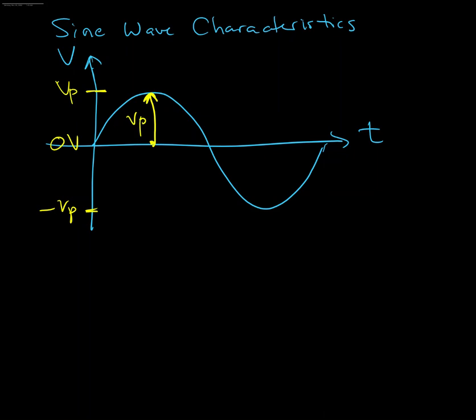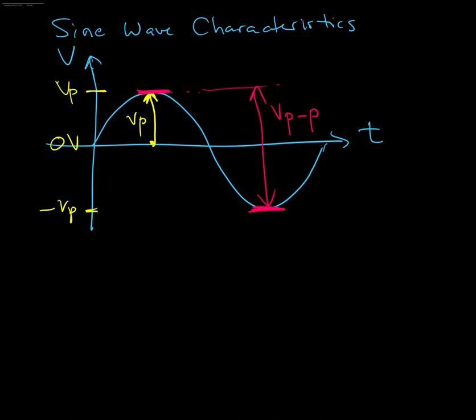Now on an oscilloscope, I would be more likely to measure V peak to peak. So I would be more likely to measure from this top peak to this bottom peak. So this distance here would be V peak to peak.